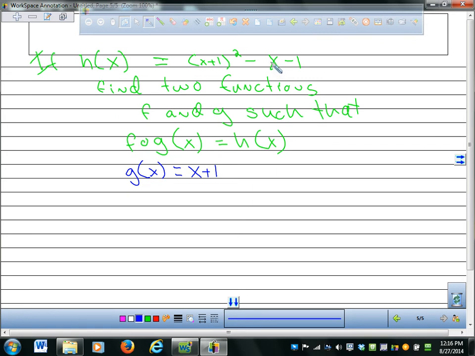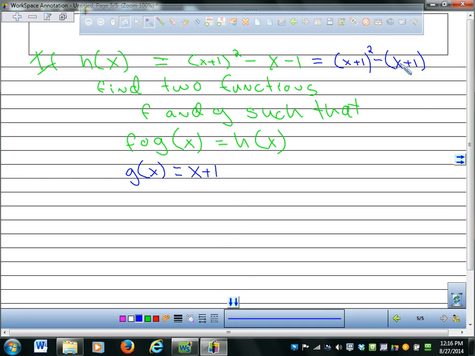x squared minus x. You see, so probably what you want to do is rewrite this as x plus 1 minus x plus 1 squared minus x plus 1. Do you see that? So this is equal to this.